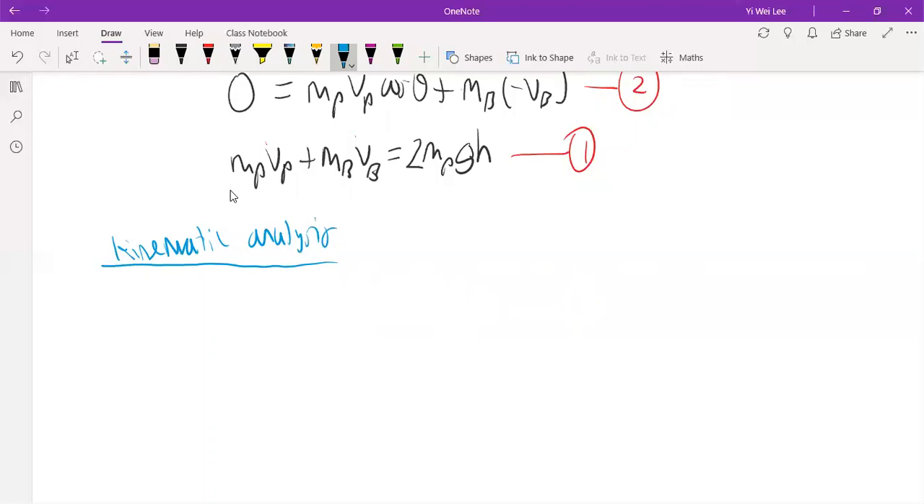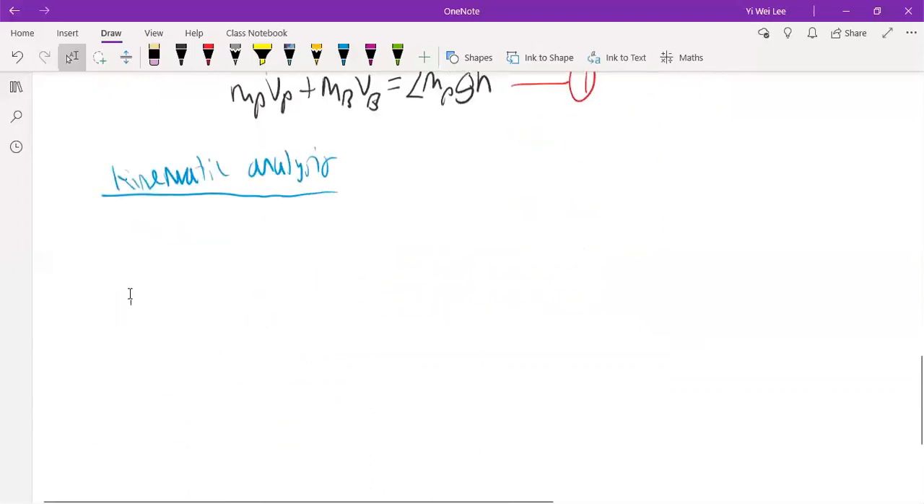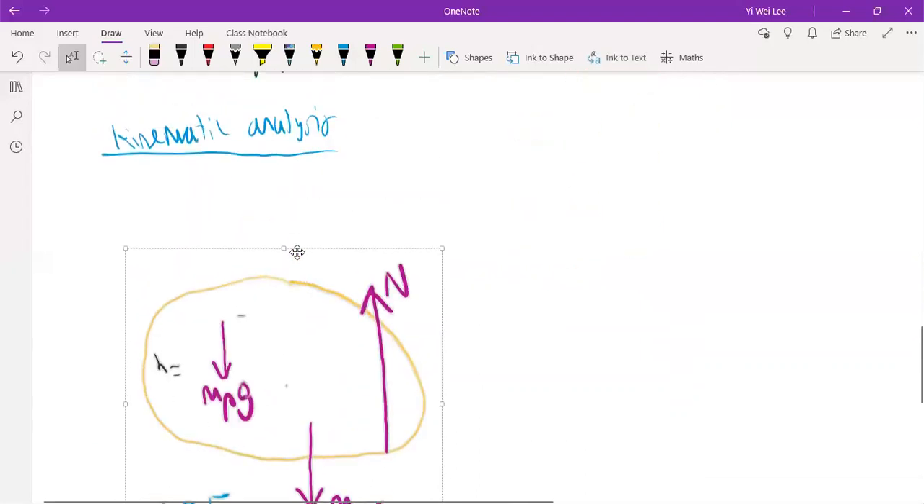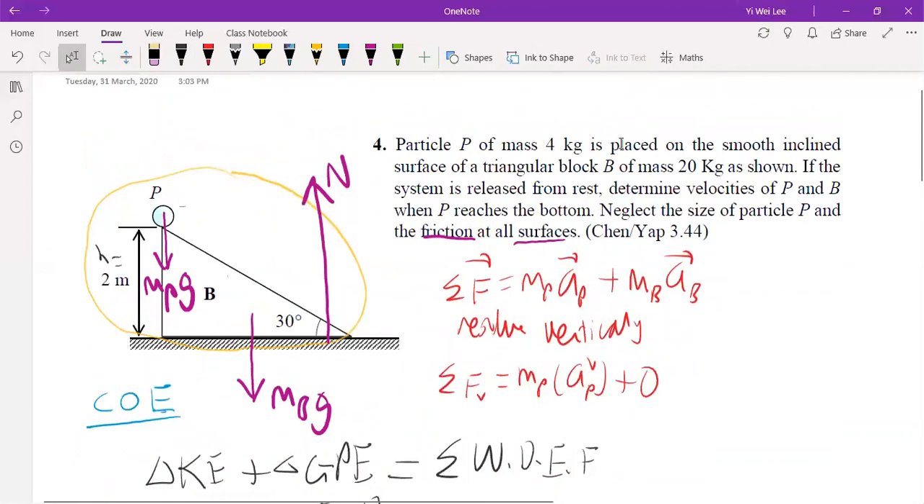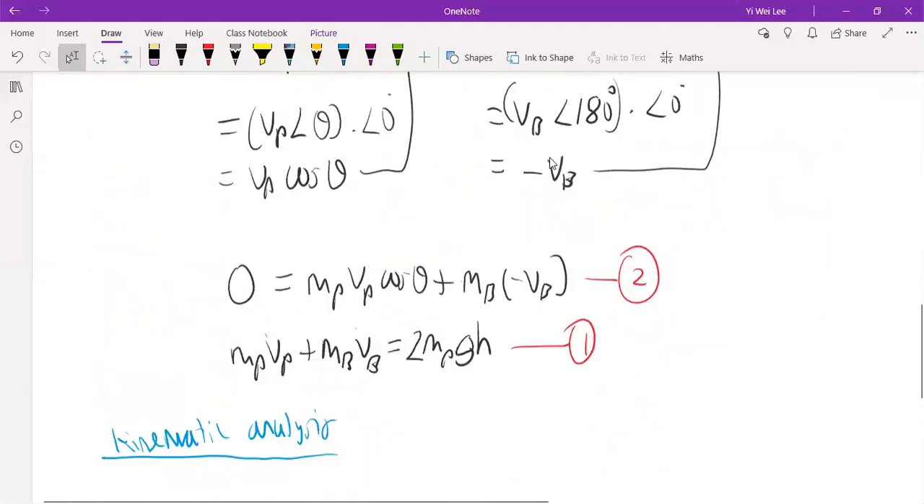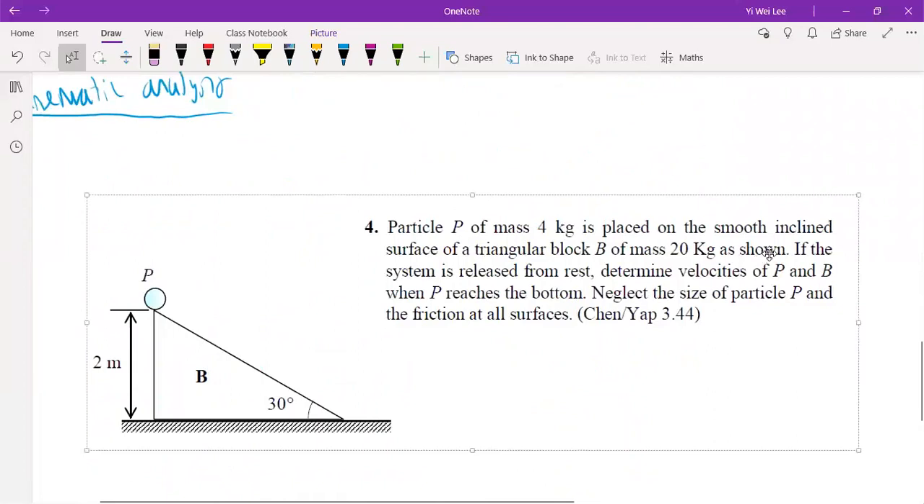So what is the kinematic analysis that we have here? To do the kinematic analysis, let's copy this whole thing and see if we can make it work. Sorry, I can't copy and paste a diagram. Never mind. Let's just copy and paste this whole thing here for the kinematic analysis. Can I crop this?